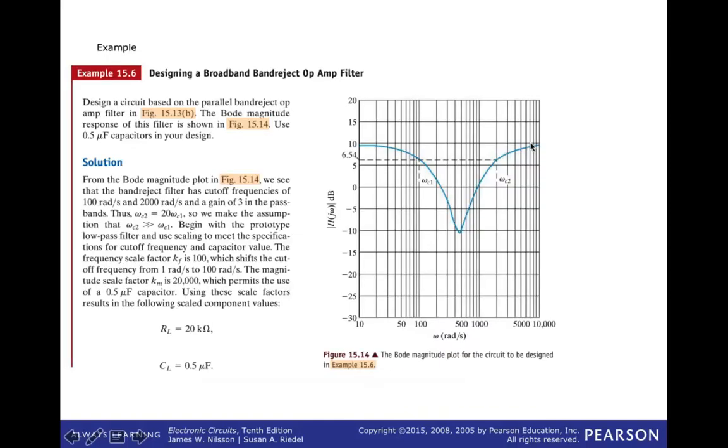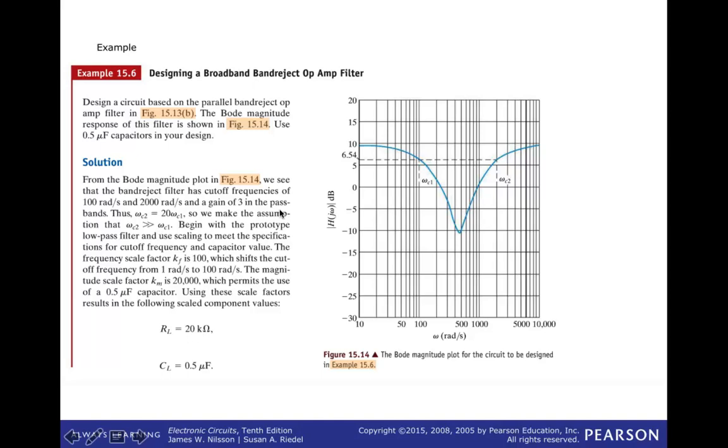All right, so let's do a design of a band reject filter. So obviously what we're going to do is separately design the low pass and the high pass filters. In this example, we'll go from 100 radians per second to 2000 radians per second, and we would like a gain of 3 in the pass band. So our omega C2 is 20 times our omega C1. So omega C2 being much, much greater than omega C1 is still an approximation that holds, although not as robust as in the previous example.